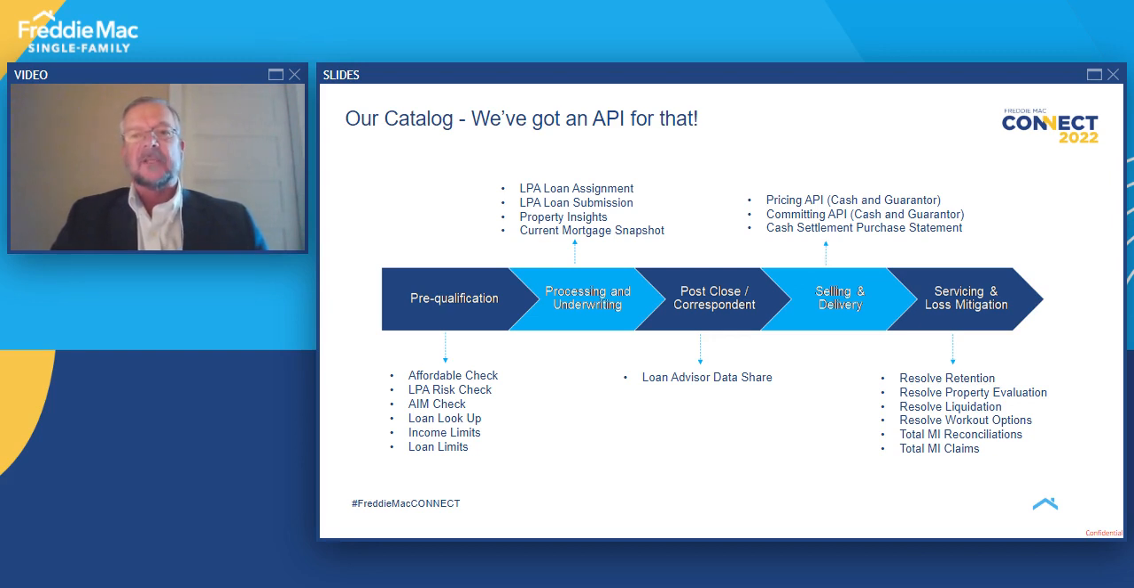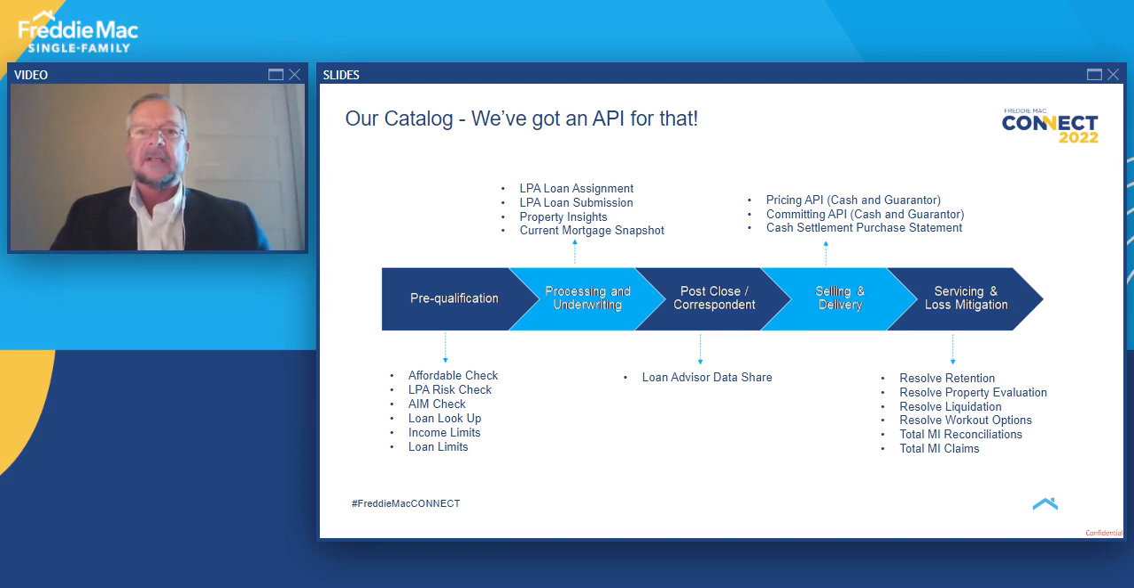We've also been looking at our mortgage insurance capabilities and how we can improve there by introducing a couple of new APIs. We have our reconciliation API, which allows mortgage insurance companies to quickly reconcile the Freddie Mac MI covered newly funded loans with what they have in their database. We make the information available to them.